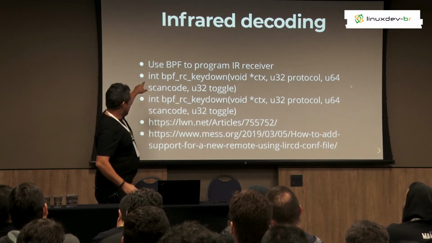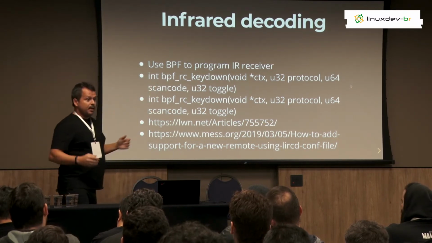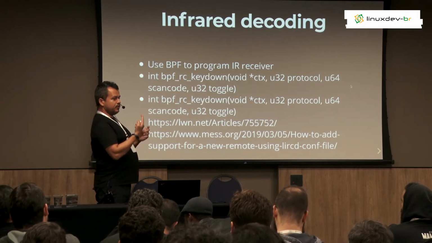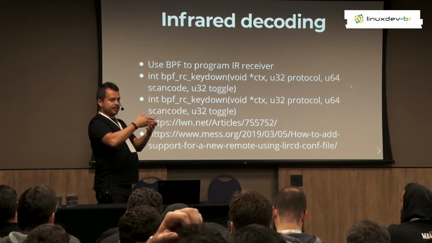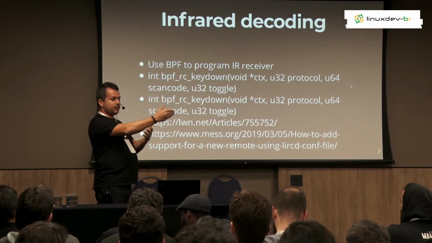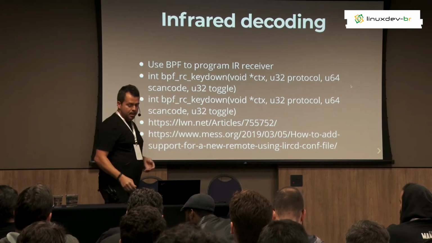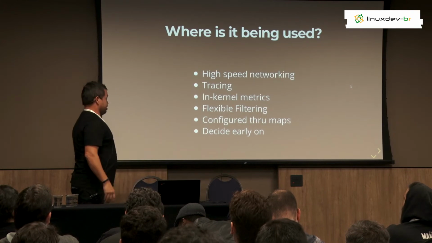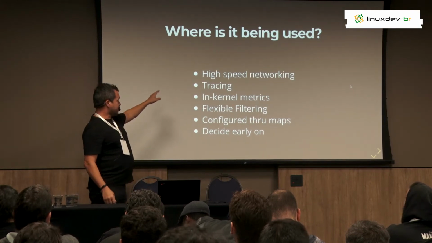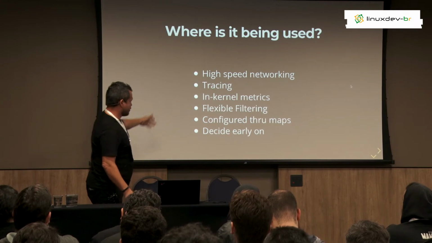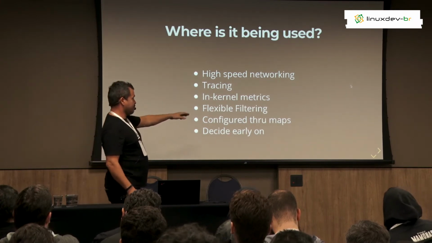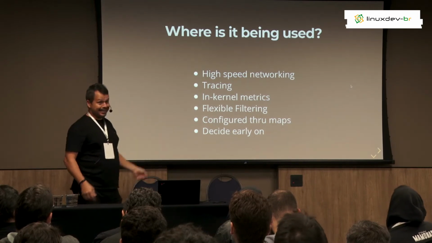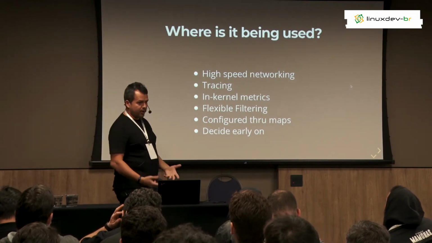So there is this BPF program type. You load it, and then when the infrared receiver gets a code, you transfer control to this BPF program. This one is for Sony, the other one is for LG, the other one is for some other. So where is it being used? High-speed networking, tracing, in-kernel metrics, flexible filtering that you configure through maps, and again, the focus on deciding early, as soon as possible, to avoid processing costs.